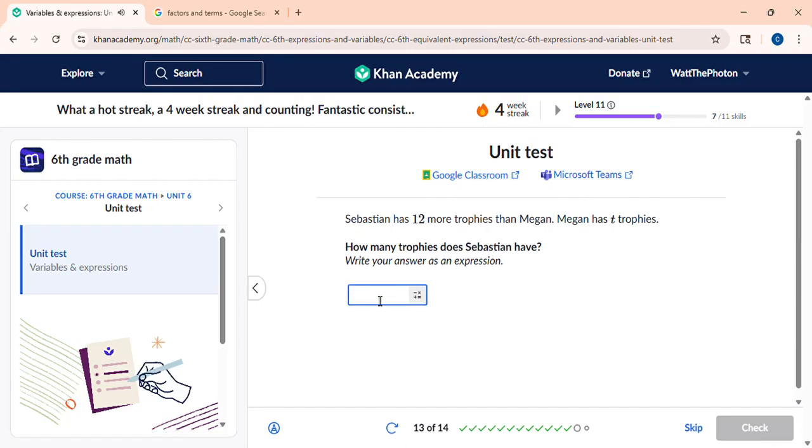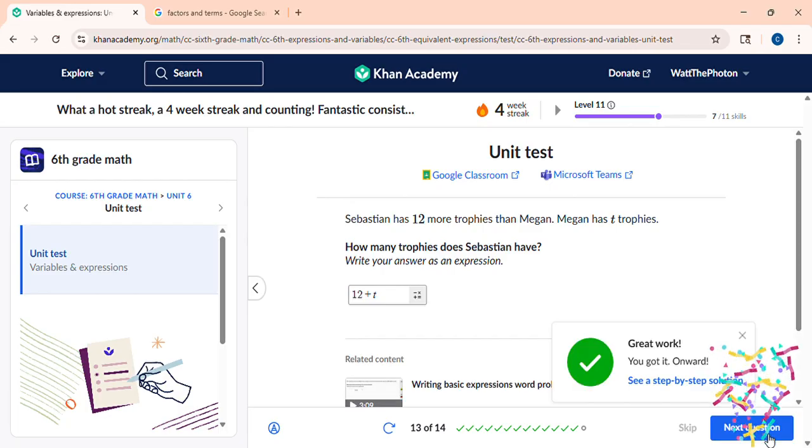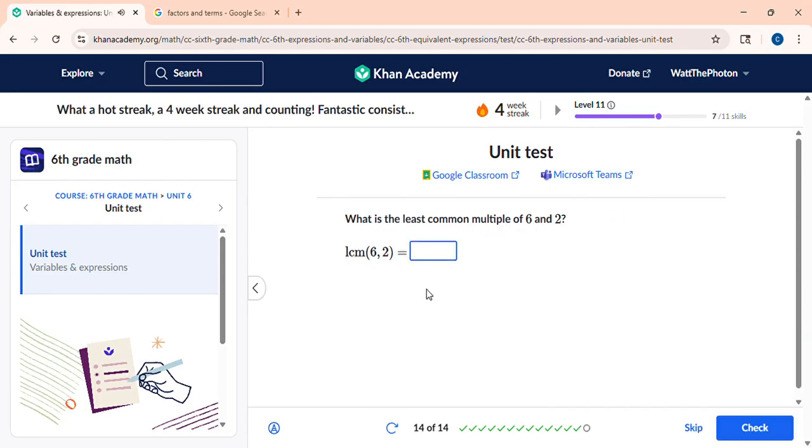Sebastian has 12 more trophies than Megan. Megan has x trophies. Plus 15. We're so good. What's the least common multiple of 6 and 2?